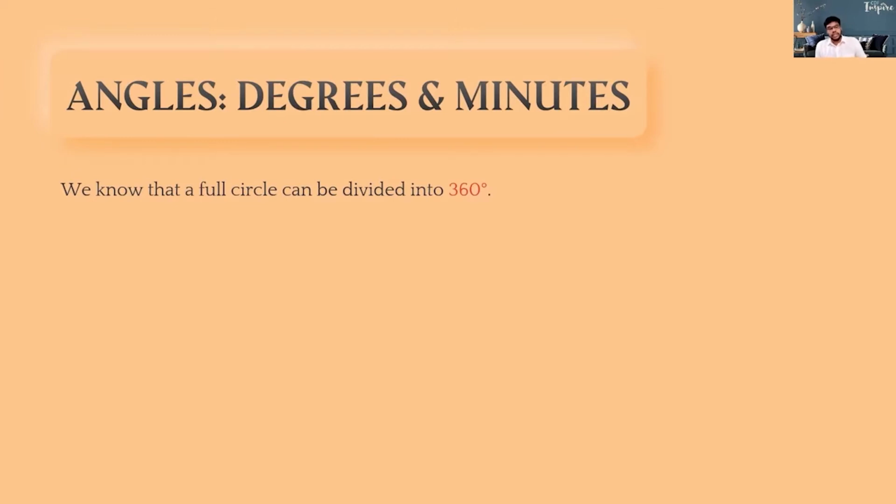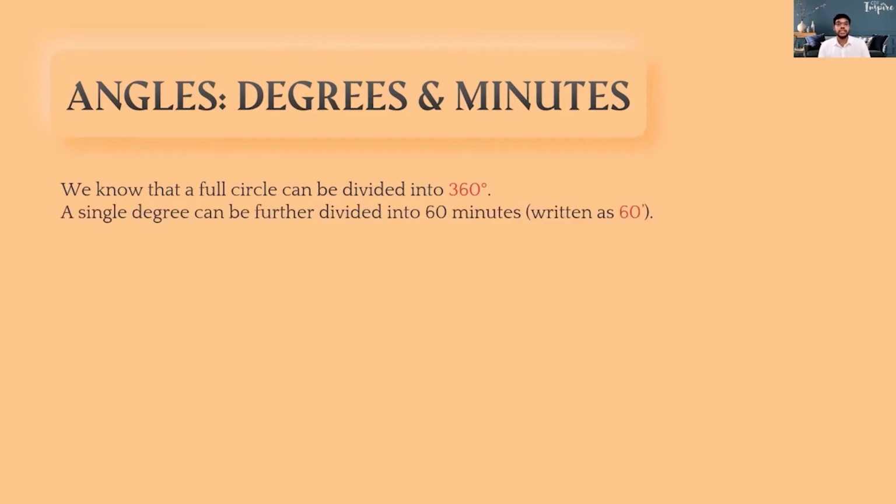But children, a single degree is a very small amount. A single degree can be further divided into 60 minutes. So you can imagine these are going to be very, very small divisions. The notation for this is 60 and an apostrophe, or 60 and a dash. That's how we write minutes.